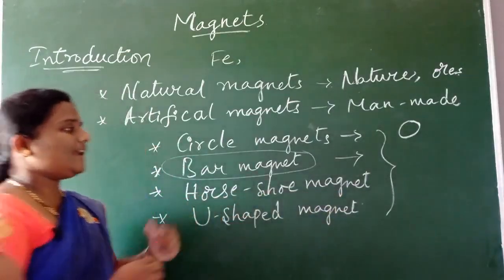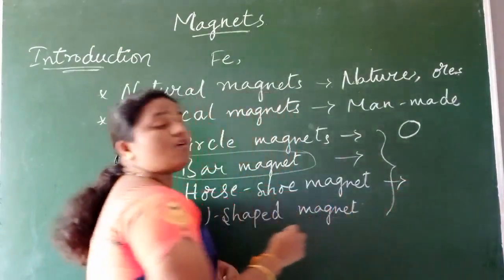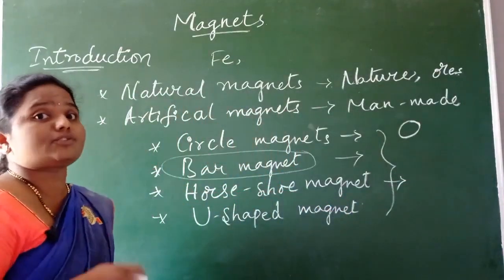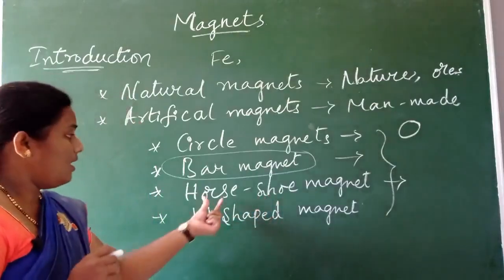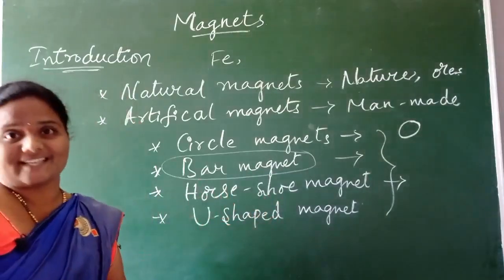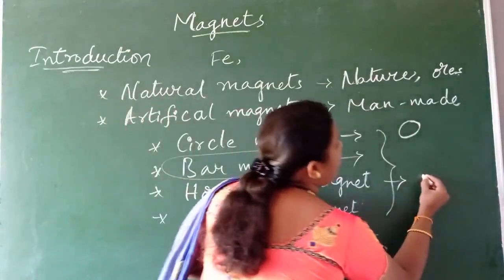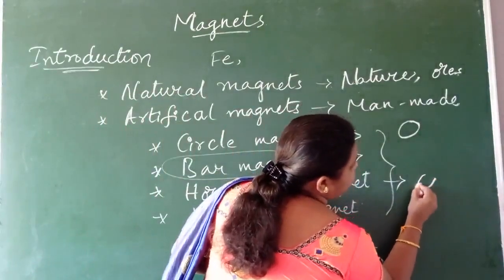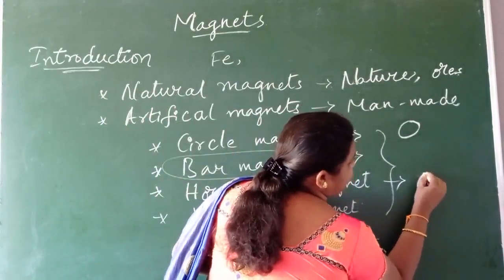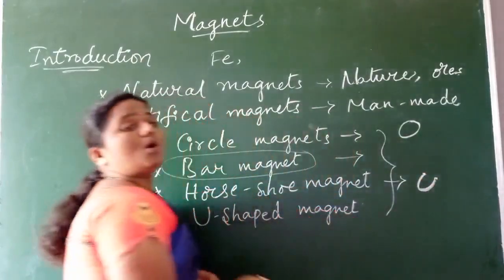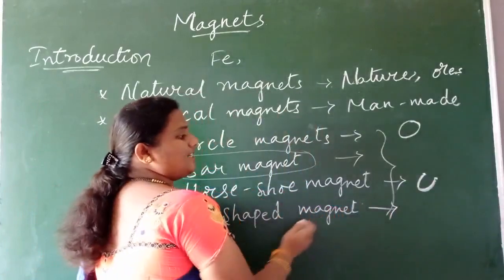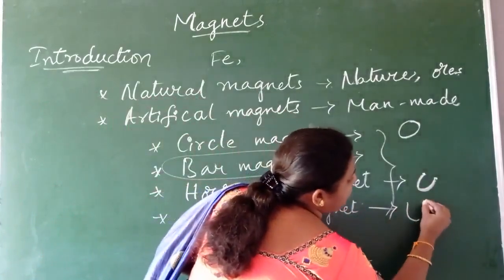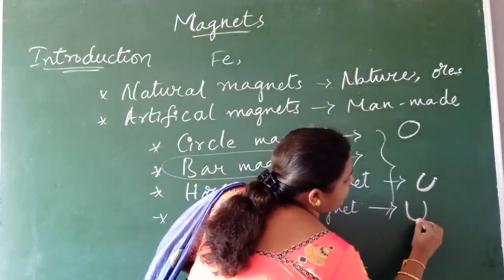Then the horseshoe magnet. Usually the clips given for a horse's legs, for riding purposes and to run smoothly, are in the form of a horseshoe. That is in this pattern, isn't it, children? It's like a horseshoe magnet. Then U-shaped magnets are magnets in the shape of a U, in the pattern of a U.